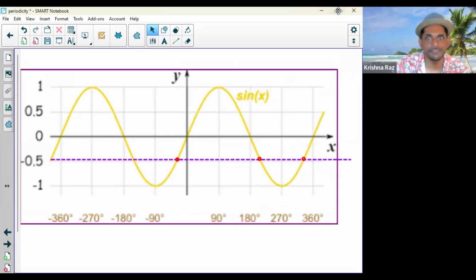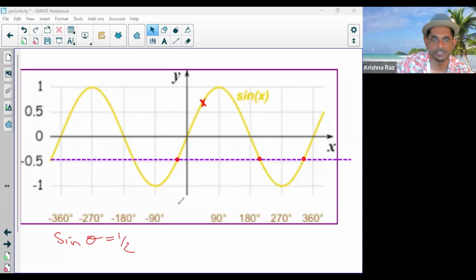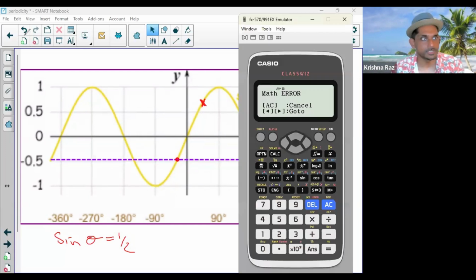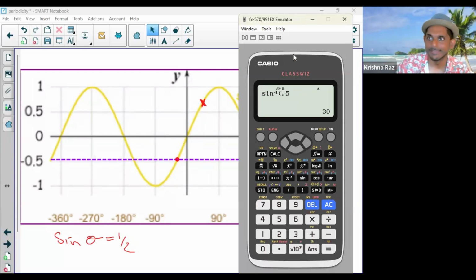If we were told sine theta equals a half, and we had to solve between the range of minus 360 to 360 or 0 to 360, this is what we need to be understanding. So if I pull up the calculator, this is maths error on it, and do sine inverse of 0.5, hopefully you realize we're going to get 30 degrees. So we get 30 degrees.